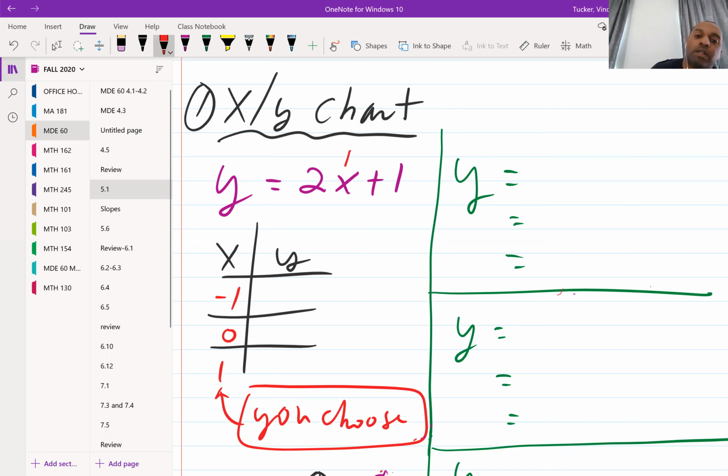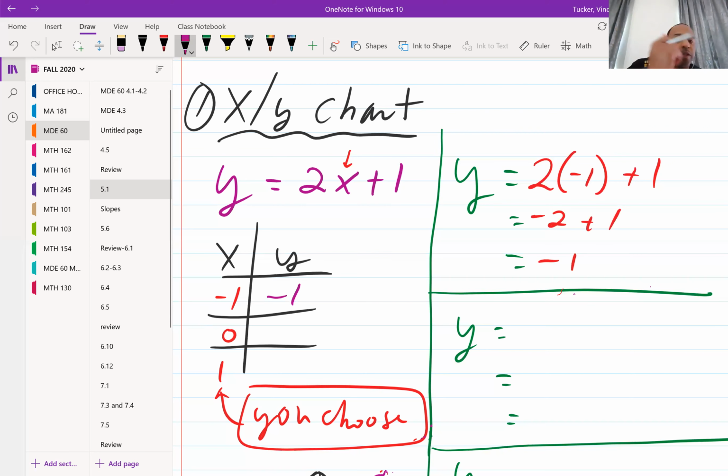So you plug in -1. 2 times -1 is -2 plus 1. -2 plus 1 is -1. So it just so happens here when X is -1, Y is -1. Of course, that would not always be the case. But you do the same thing for the other two values.